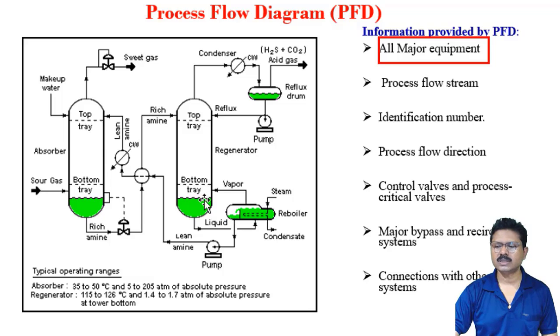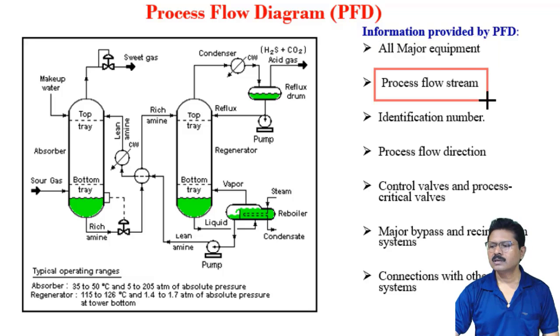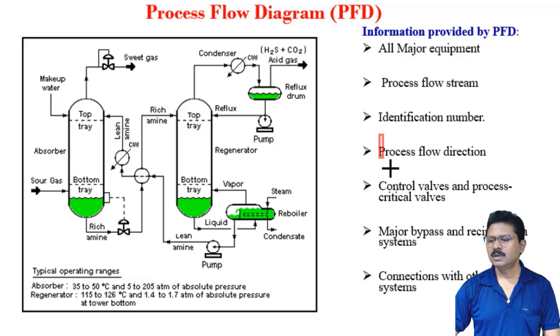This is one distillation column, this is another distillation column, this is one pump, this is the reboiler, this is the reflux drum, this is one control valve. These are the main parts indicated by the process flow diagram. Next, the process flow diagram shows all the flow streams. Here the flow stream is gas, here it is named sweet gas, here this is makeup water, this is rich amine.